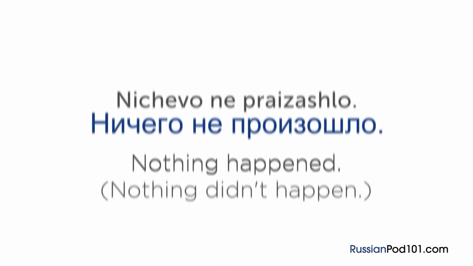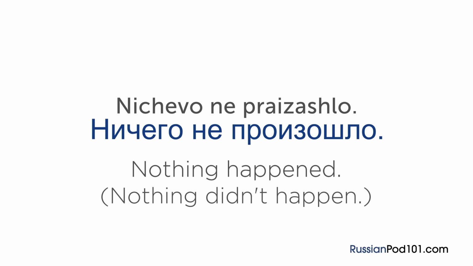Unlike English, Russian permits double negatives. So in English, you would say nothing happened. But in Russian, we would say nothing didn't happen. Ничего не произошло. You can form many basic negative sentences in Russian by placing no before the verb.